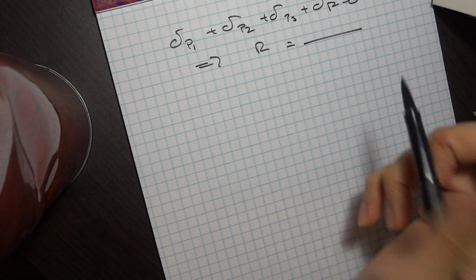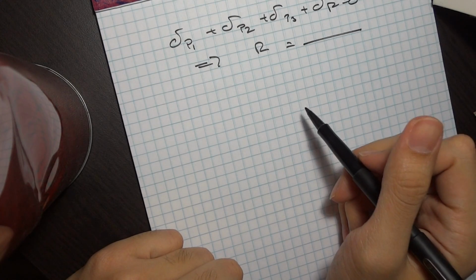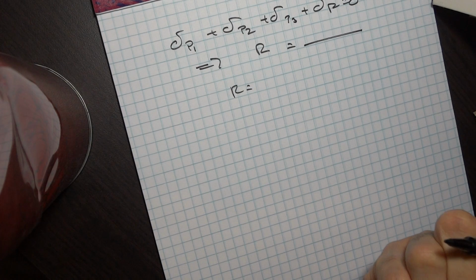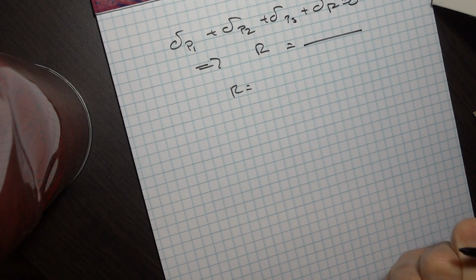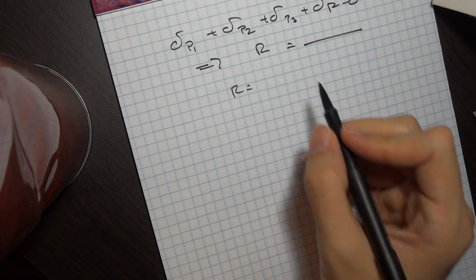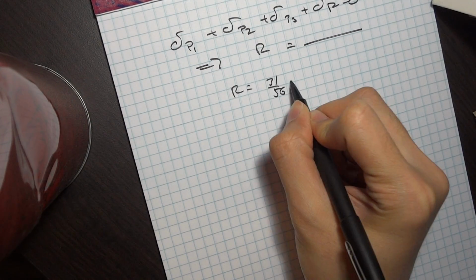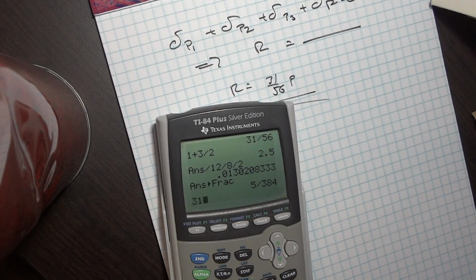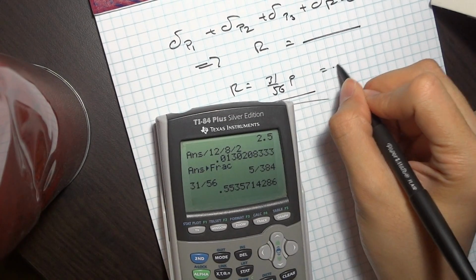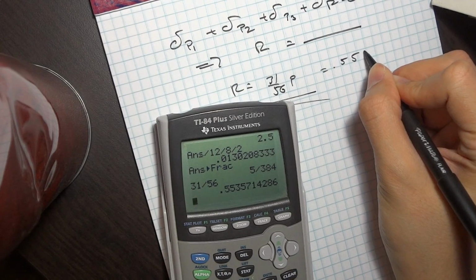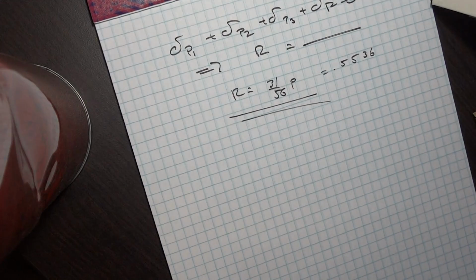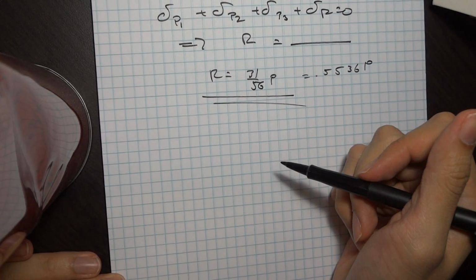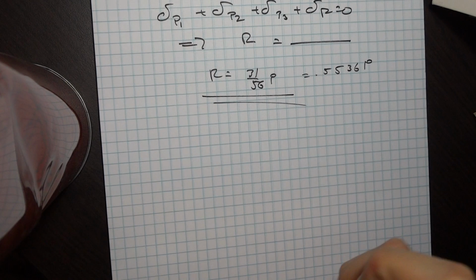That said, if you do this the way I did, I ended up getting that R was equal to 31 on 56p. That is equal to 31 divided by 56, which is equal to 0.5536p. Which I think is close to what I gave out online, but your mileage may vary.